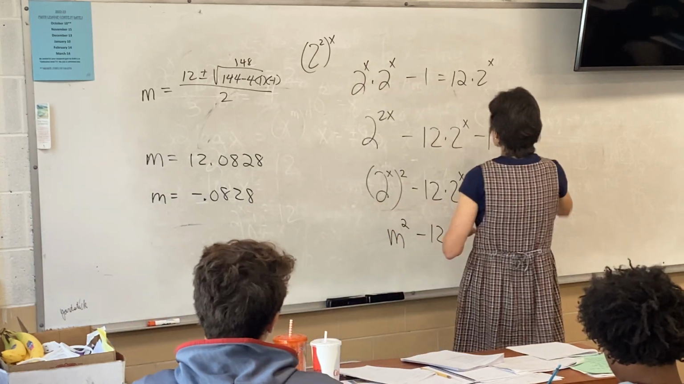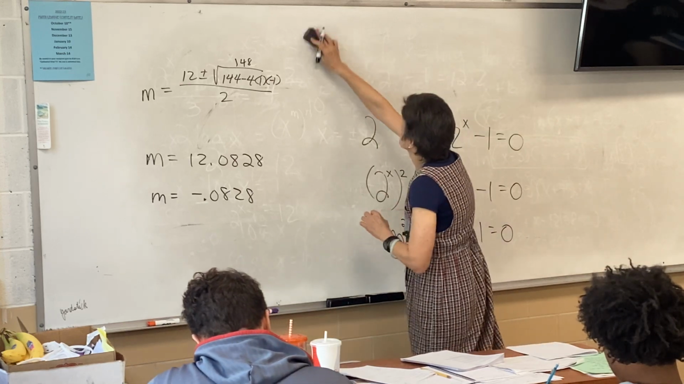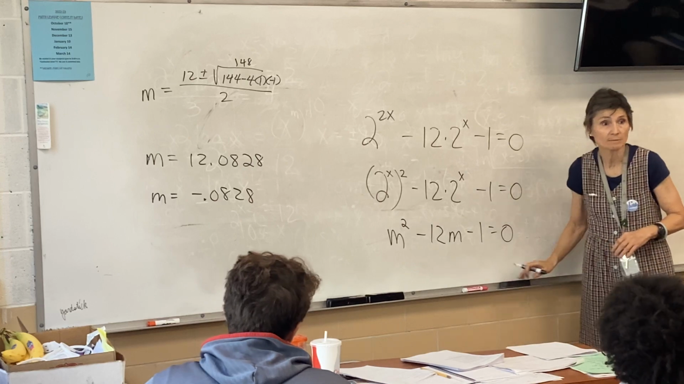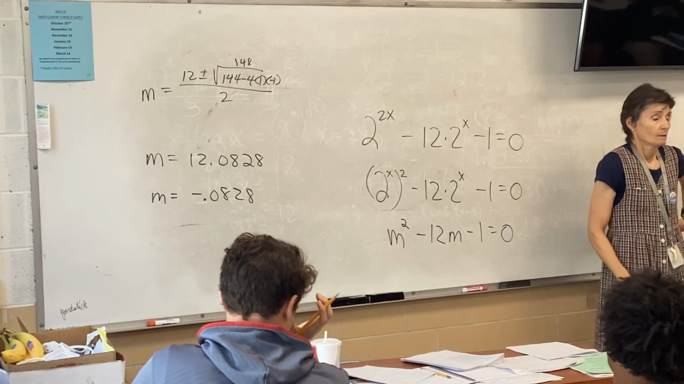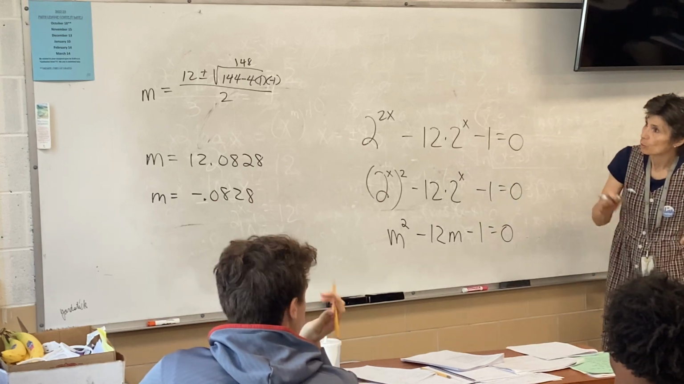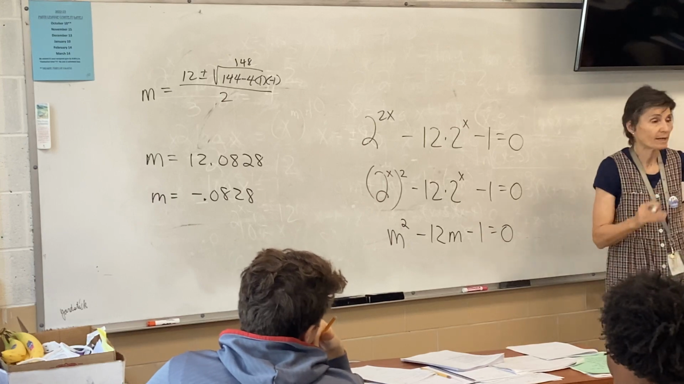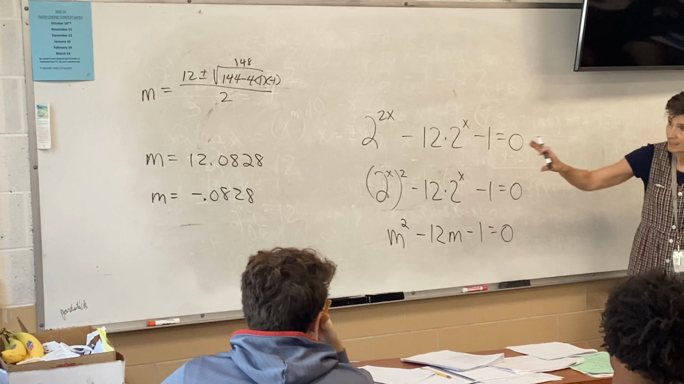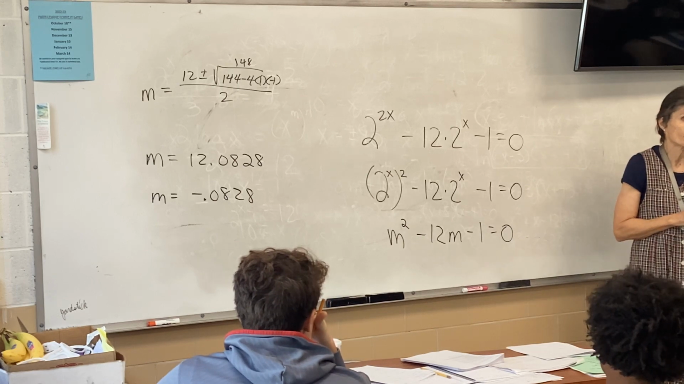Is everybody still with me here? Just use the quadratic formula. I technically got 12 plus the square root of 148 over 2 and 12 minus the square root of 148 over 2. But I thought it might be easier if we had decimals in front of us.